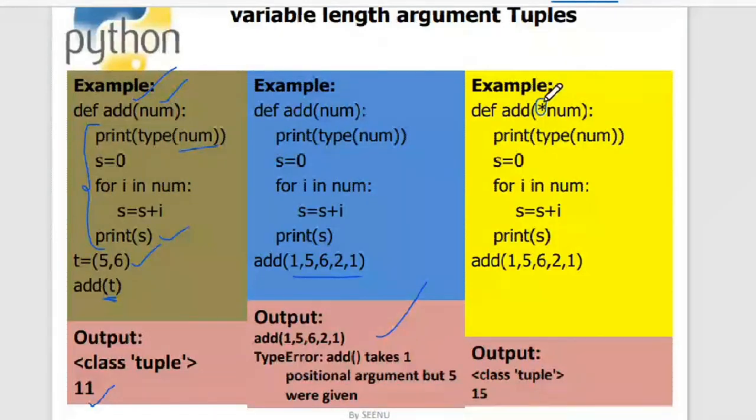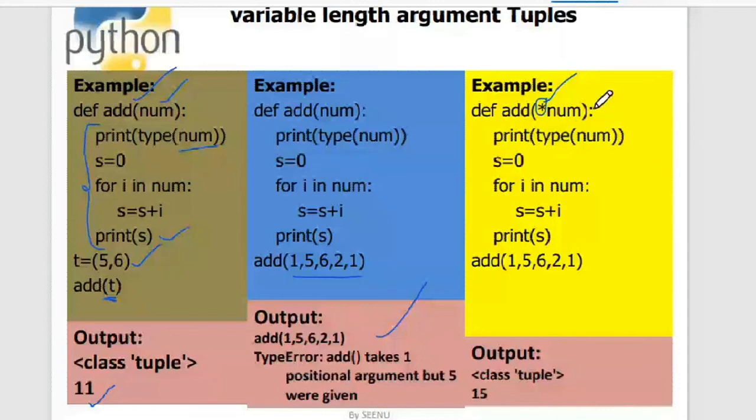This star before the argument represents that it has to take variable length arguments, so it will be taking multiple values. Internally, it will take these numbers 1, 5, 6, 2 and 1, create a tuple out of them and work with them. So the star here represents that this is going to take multiple values.